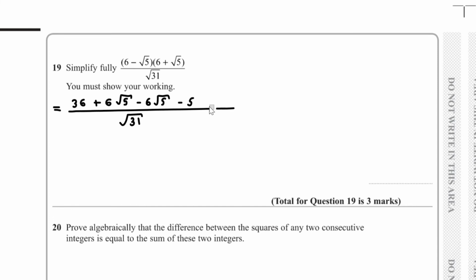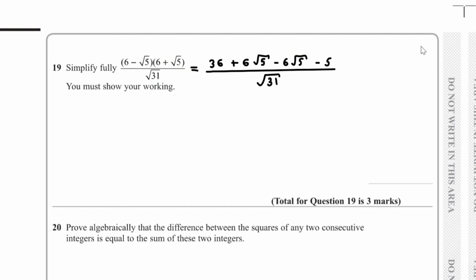Okay, so if we tidy this up, well, 36 minus 5, that's 31. So let's just straighten out this line. So here we get 31 over root 31. Okay, and what we need to do now is multiply both the top and bottom by root 31. This process is called rationalizing the denominator.